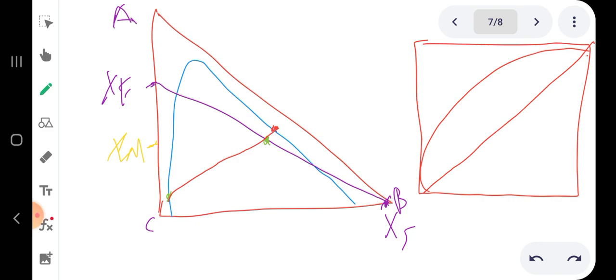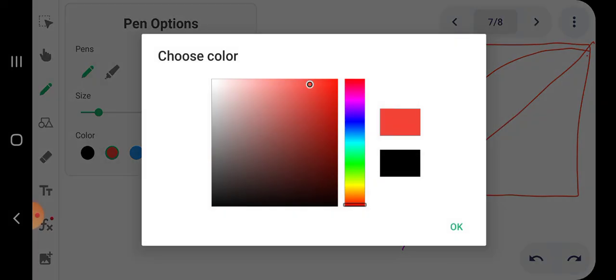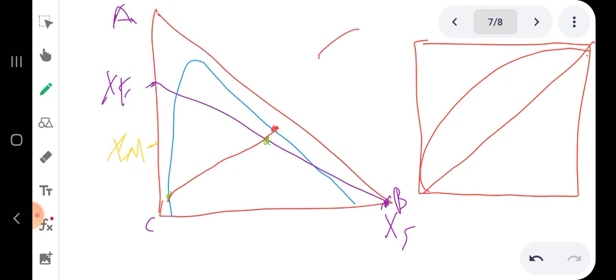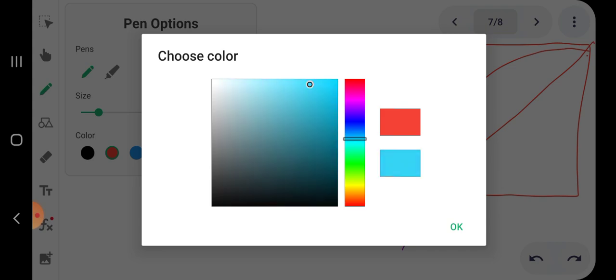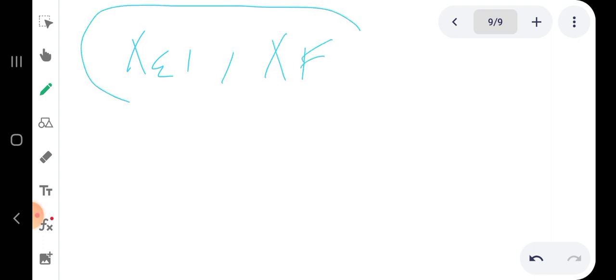Okay, then what to do? Now, the next step is you need to extend the line. Let me draw it, and okay. Let me do it in this color. Okay. So what you do, you look at your xe1 point that you have just determined and your feed point, and draw a line between these two.